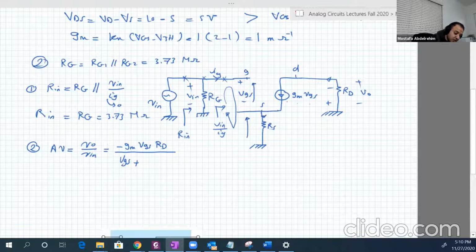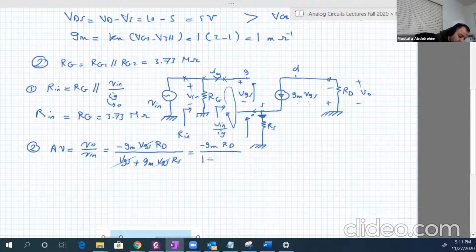What is this current? It is just GM VGS, because this current comes here and there is open in that branch, so it will continue as a whole to that branch RS. So this is GM VGS RS. VGS with VGS will go away. So this will give us minus GM RD over 1 plus GM RS.